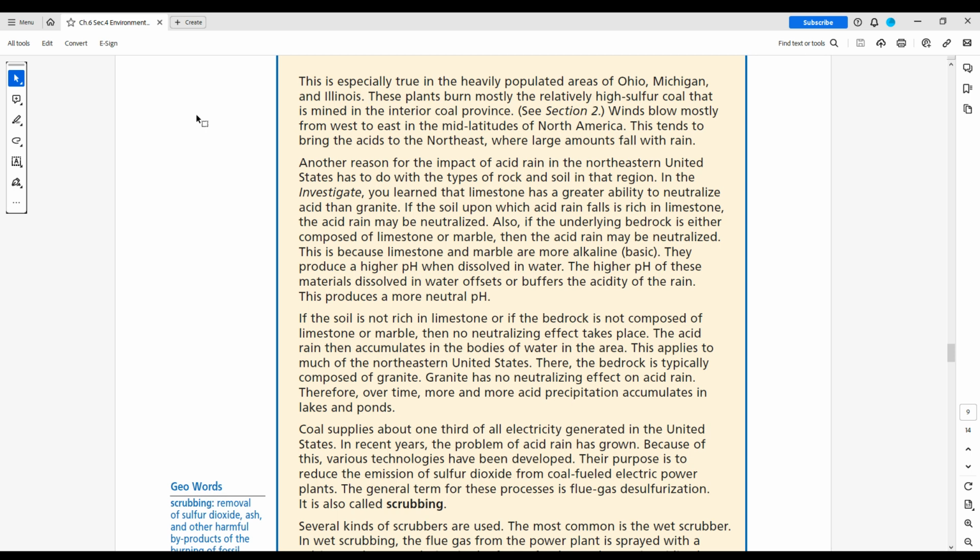Winds blow mostly from the west to east in the mid-latitudes of North America. This tends to bring the acids to the northeast, where large amounts fall with rain.